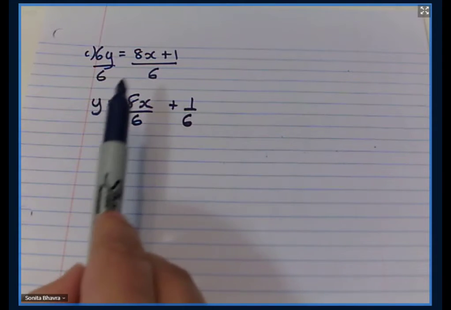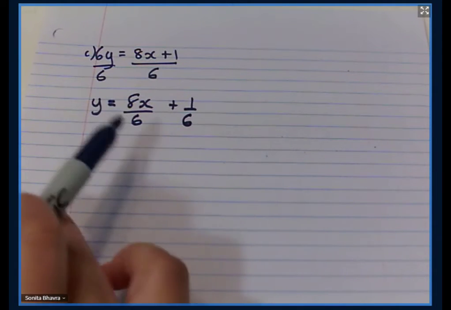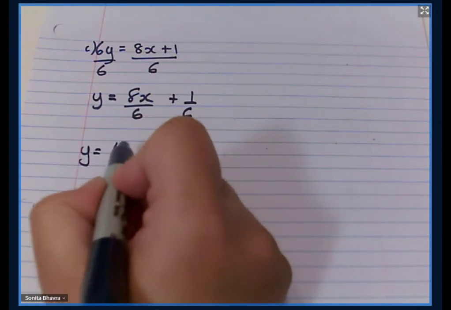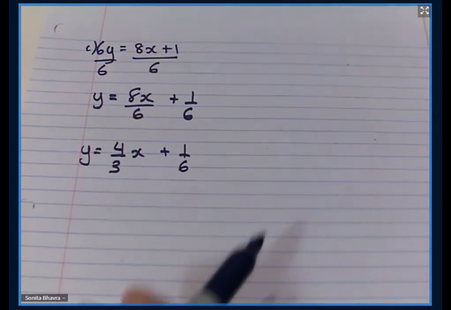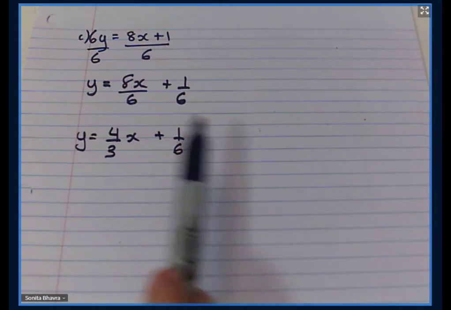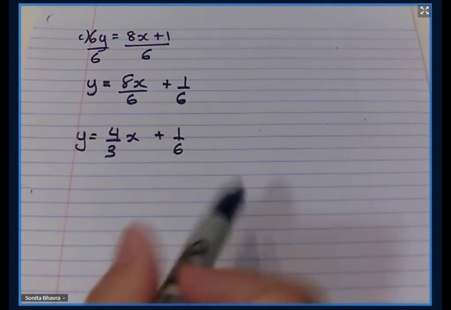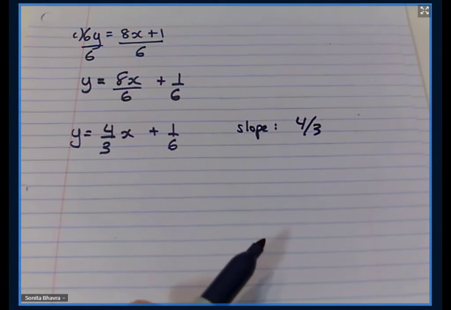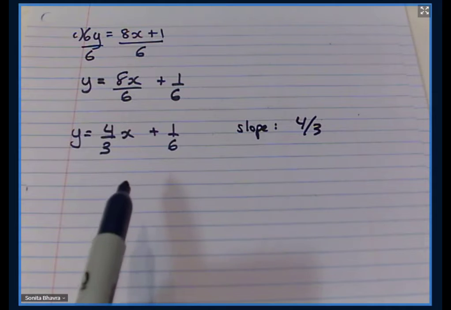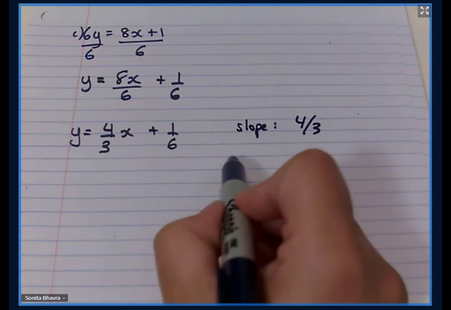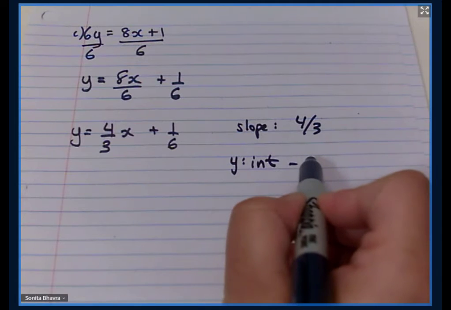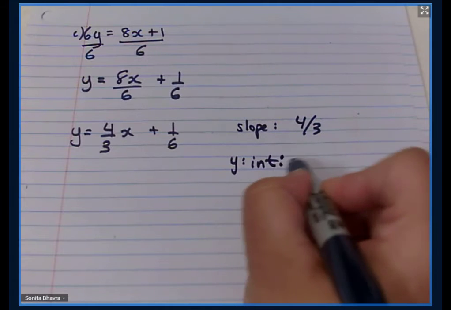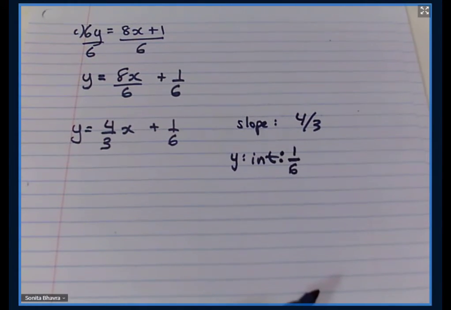Any fractions that you can reduce, make sure you do so. So here, 8 over 6 can be reduced to 4 over 3. So it becomes 4 over 3x plus 1 over 6. Now we have it in our y equals mx plus b form. So our slope is 4 over 3. So rise over run, and it's a positive slope, so the line is going up from left to right. And our y-intercept is 1 over 6.